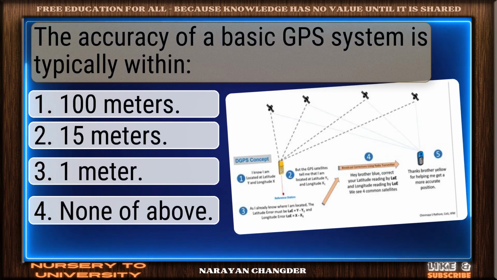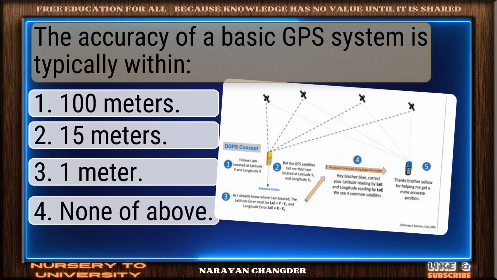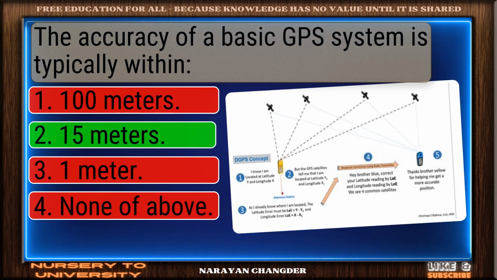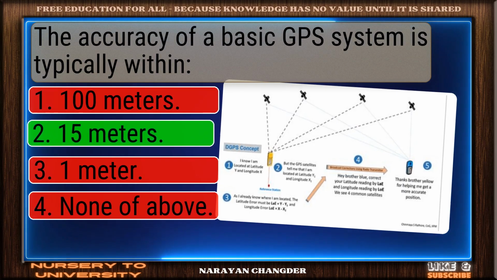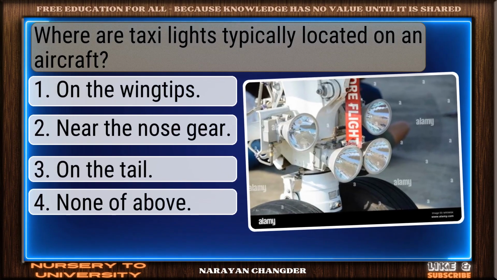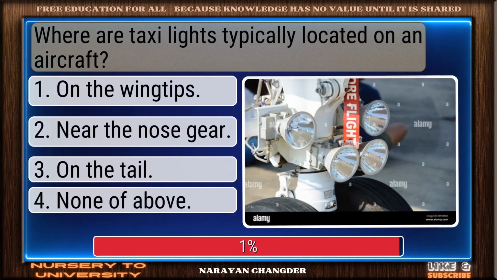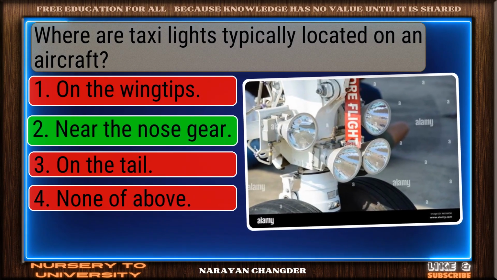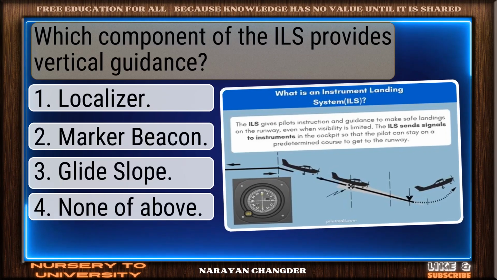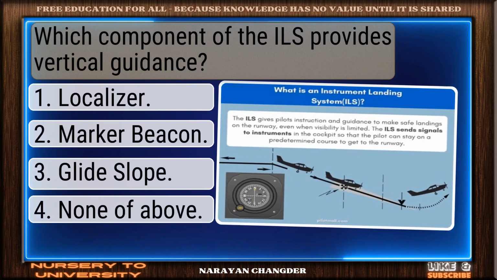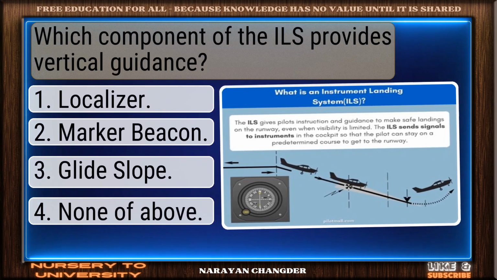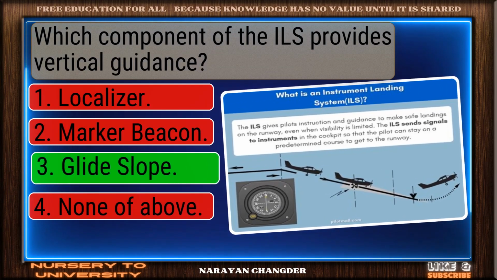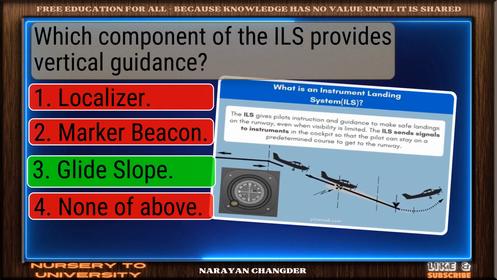The accuracy of a basic GPS system is typically within... Correct response. 15 meters is the most accurate answer. Where are taxi lights typically located on an aircraft? Great thinking. Near the nose gear is the right choice. Which component of the ILS provides vertical guidance? You chose glide slope, and it is correct.